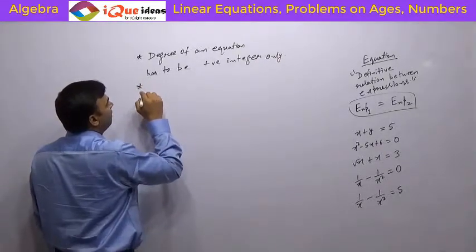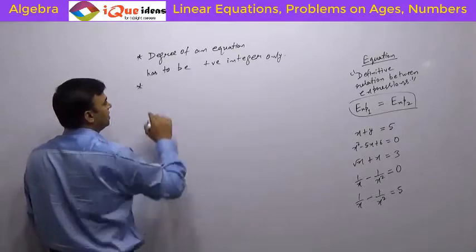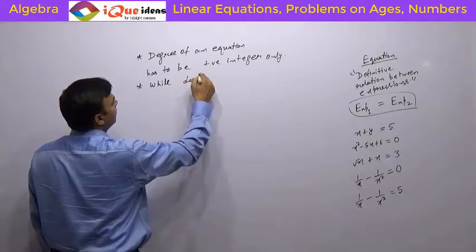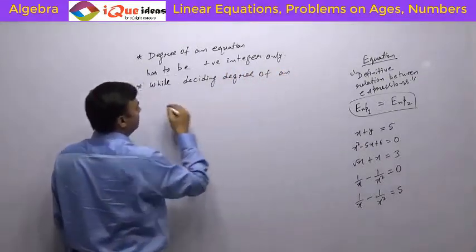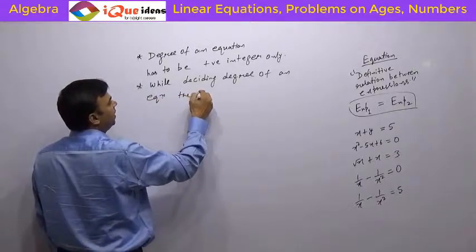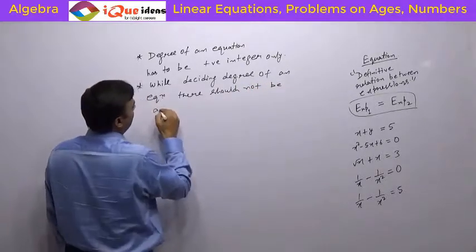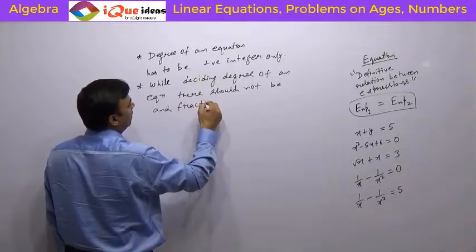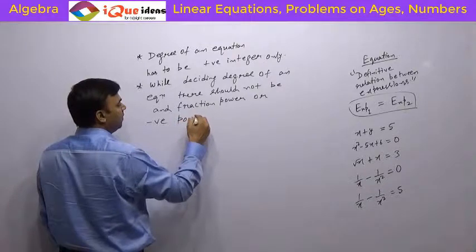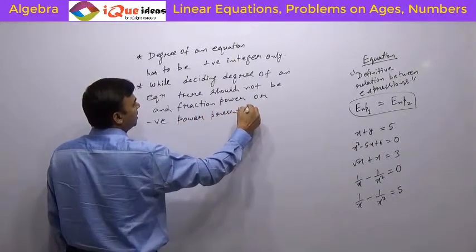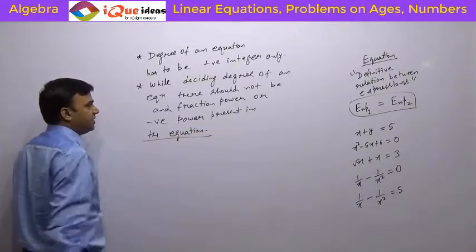Also, when we go to find the degree, there should not be any fraction or negative power present in the equation. While deciding the degree of an equation, there should not be any fraction power or negative power present in the equation, right? So if there is anything present like that, you have to remove it. Let's see one by one.